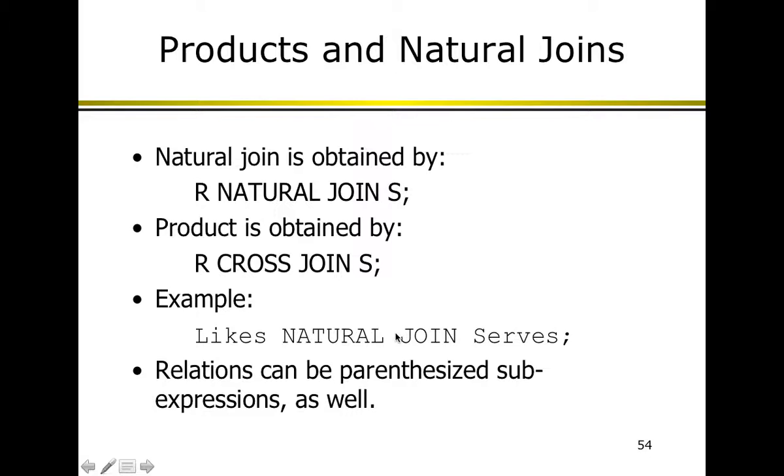Again, I'm going to hit joins a little bit later with a different scenario. But here's the likes natural join serves. And the relation can be parenthesized subqueries as well. Natural join is going to put everybody together, so R natural join S. Or the cross join, you get that one and that one multiplied together. So cross is multiplication. If I have 10 rows times 10 rows versus 10 rows plus 10 rows added to it.